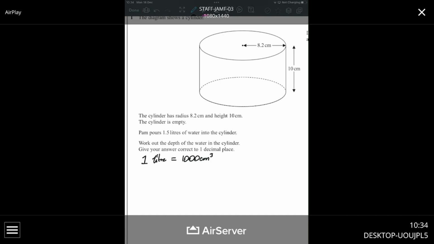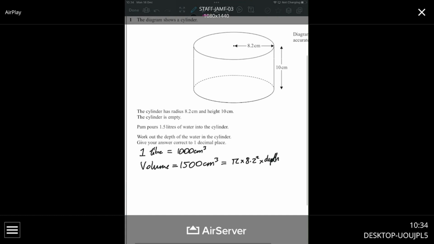So we actually have a volume here of 1500 centimetres cubed, and from the formula page that's equal to pi r squared, r being 8.2, times the depth of the water. Now notice I haven't put 10 there. We have not filled out the container, so we don't actually know that depth, and that is what we're trying to work out. So a bit of a rearrangement and then a calculator.